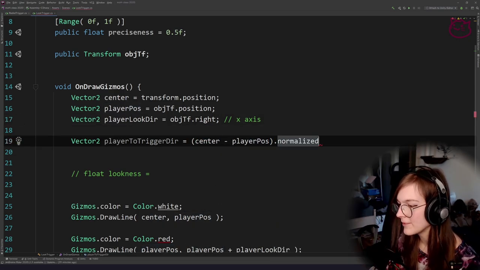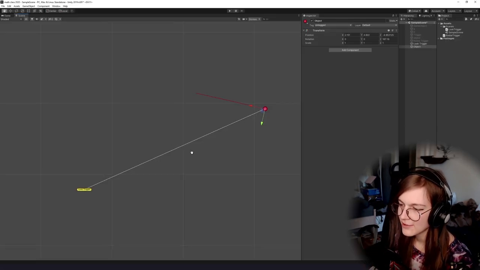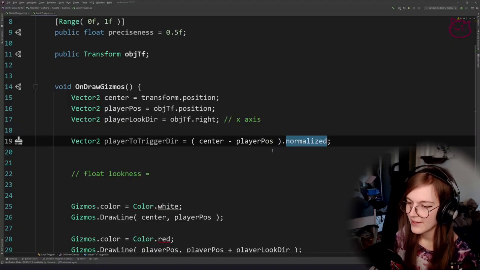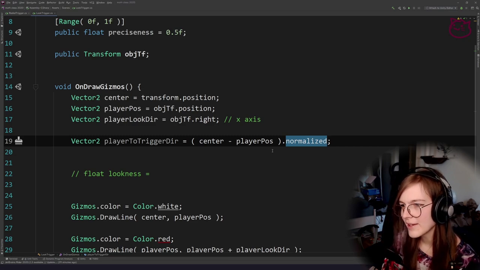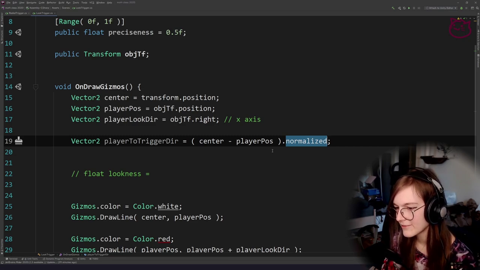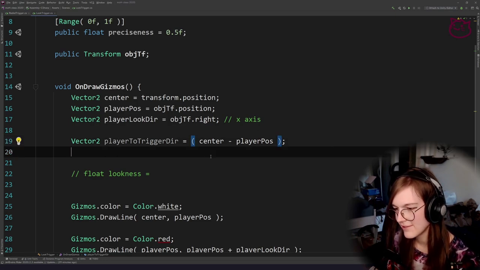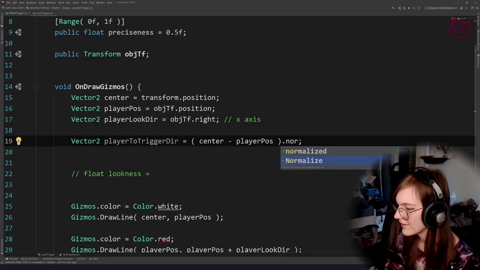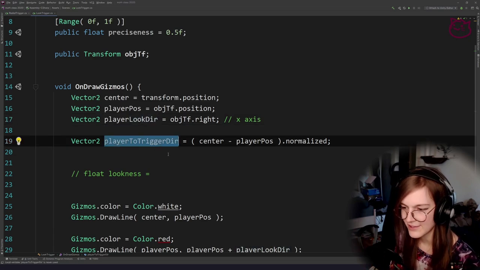And we need to make sure to normalize this. If we don't normalize this, then the threshold is going to be different depending on how close or far away we are. In some cases, that might be behavior you want. Now that I think about it, this might actually simulate having a radius of the object, but I'm not sure. I would need to do the math to double check. Anyway, for our purposes, let's just normalize this. So now we have the direction from the player to the trigger.